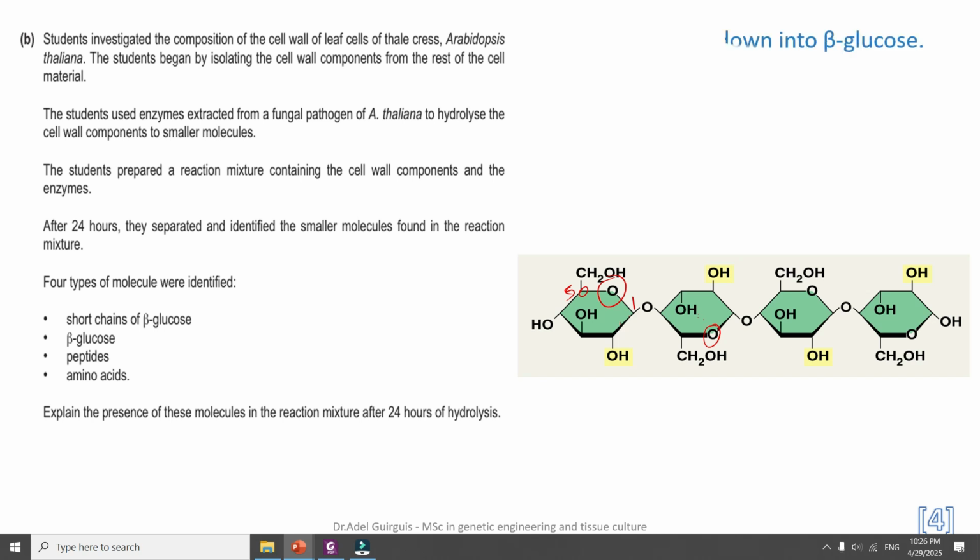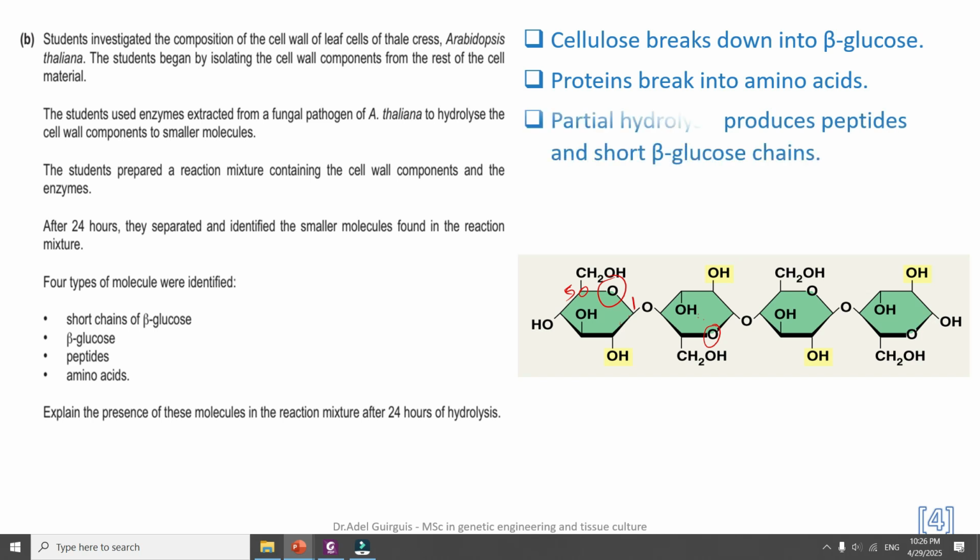Now, cellulose breaks down into beta glucose by cellulase enzyme. Proteins break into amino acids. What about partial hydrolysis, not complete? Complete hydrolysis forms the basic unit: in the first case the basic unit is beta glucose, and in the second case the basic unit or block is called amino acids.